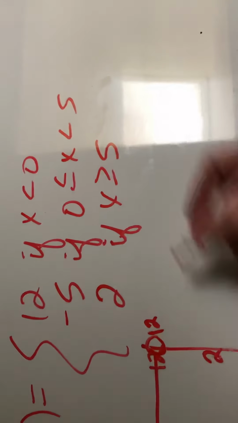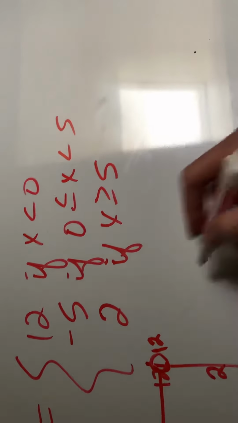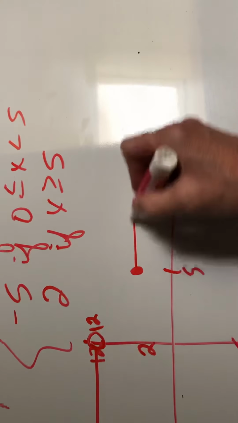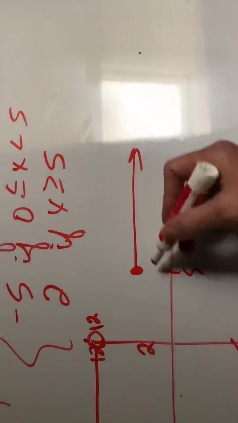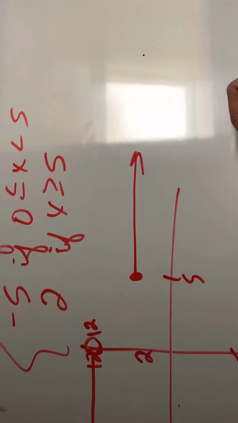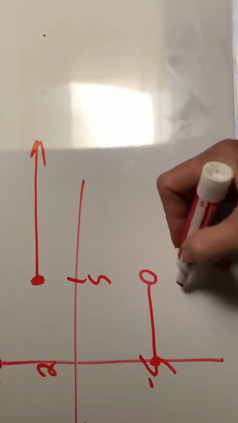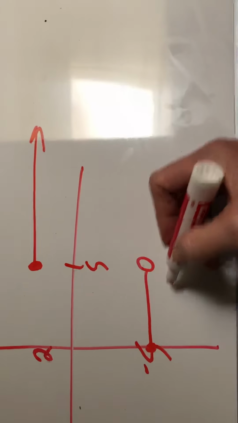Then for 2, x is greater than or equal to 5. So I come to about 5 right there. Greater than or equal to, I need a closed circle, and then I go that way. Then for -5, it's between 0 and 5. So closed circle on 0, go to 5 with an open circle. So that's from 0 to 5.